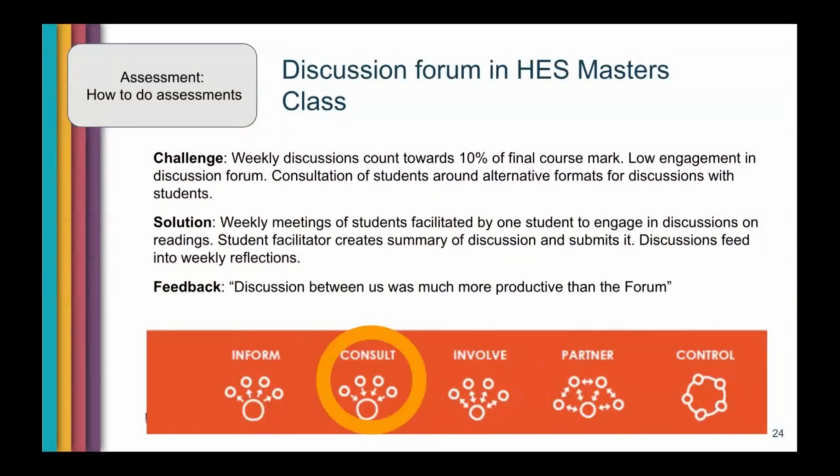But the discussion forum completely flopped. Week 2, week 3, week 4, nothing happened on those discussion forums. So I brought this again as a design challenge to the group and said, okay, you've got 10% here that I want to allocate for collective sense making. How should we go about that?